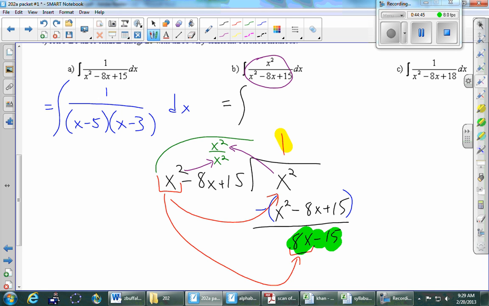How many times did the bottom go into the top? It went once. 1 plus, what was the remainder? 8x minus 15 over, what was the original denominator? Same one goes right down here.